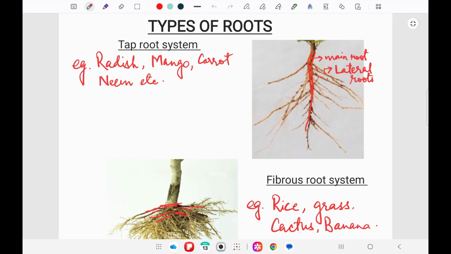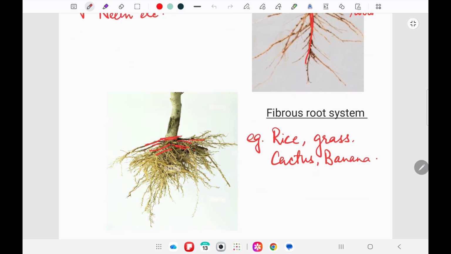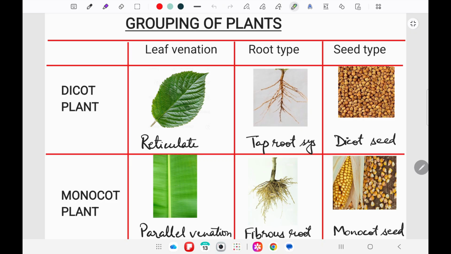We next talked about the types of root. There are two different types of root system present in plants. The first is the tap root system. Here there is a main root which is thick, and lateral branches arise from the main root. Examples are radish, mango, carrot, neem, etc. We also talked about the fibrous root system, where all the roots start branching out from one single place, and there is no main root. All the roots are nearly of the same thickness. Examples are rice, grass, cactus.